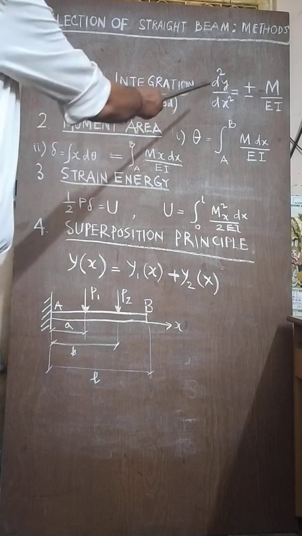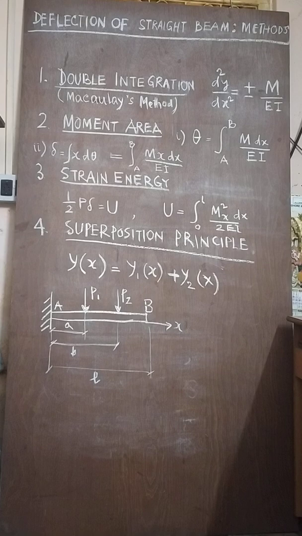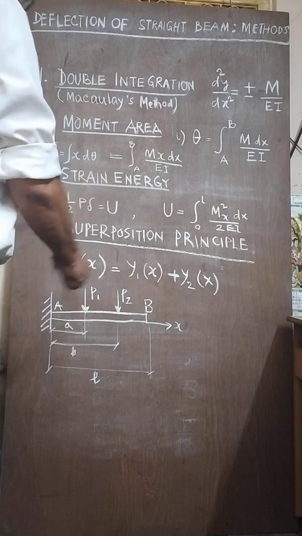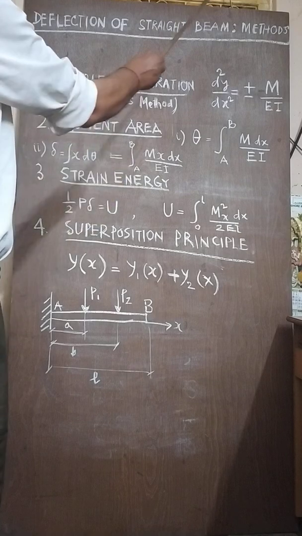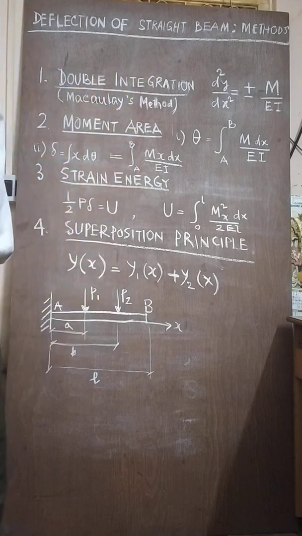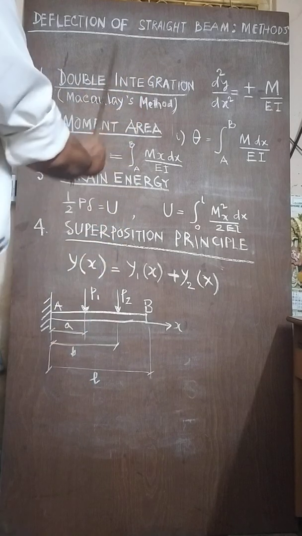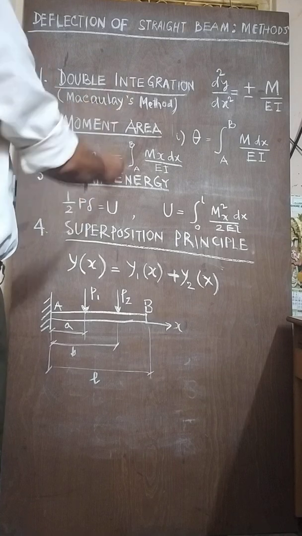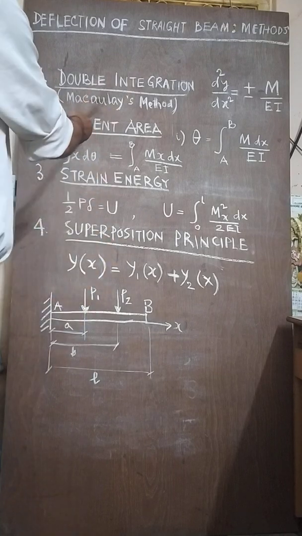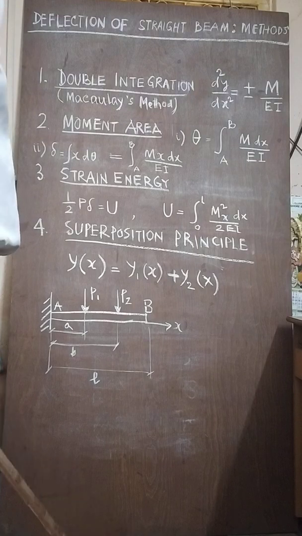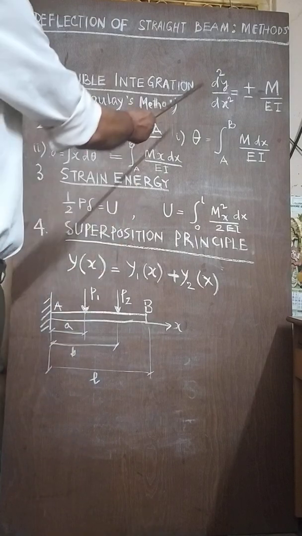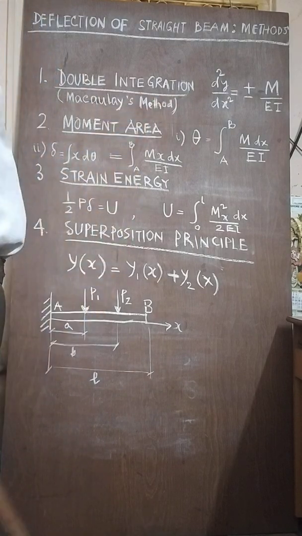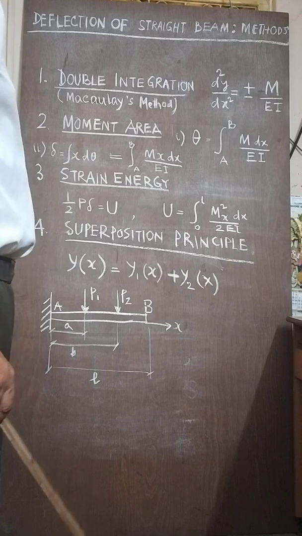Deflection will be determined by y. Y is the deflection curve, and x is the length along the straight beam. So the first method we are discussing is the double integration method, whose other name is Macaulay's method. This is the conventional, very useful, and very widely applied method.